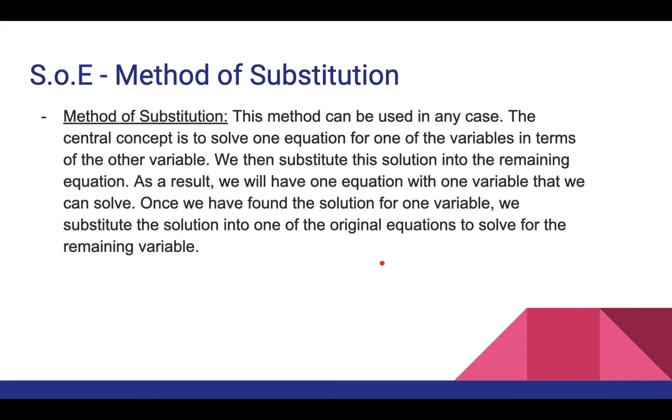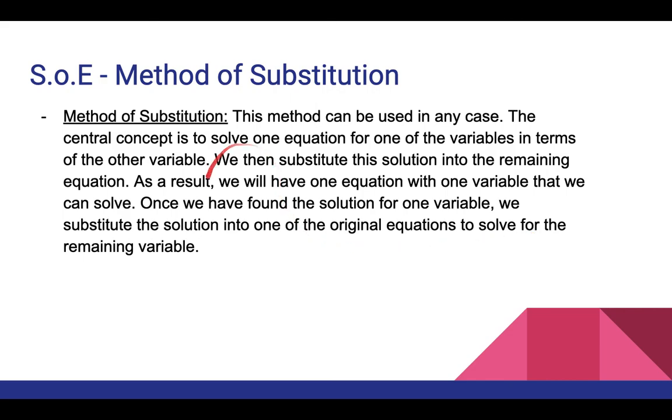So now we look at systems of equations with the method of substitution. This method can be used in any particular case. The central concept is to solve one equation for one of the variables in terms of the other variable. We then substitute this solution into the remaining equation. As a result, we will have one equation with one variable that we can solve. Once we have found the solution for one variable, we substitute the solution into one of the original equations to solve for the remaining variable.